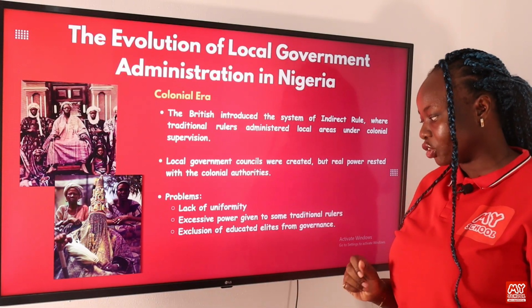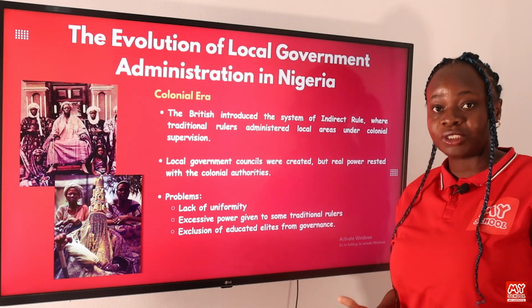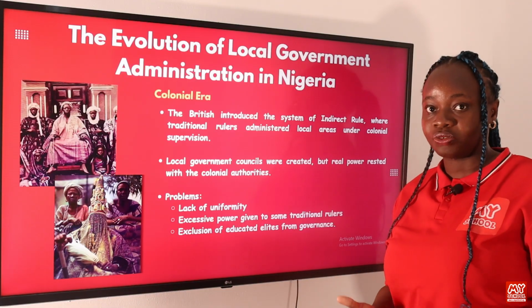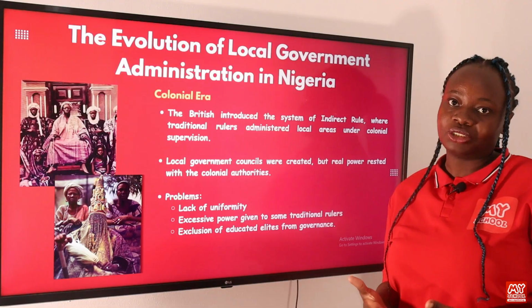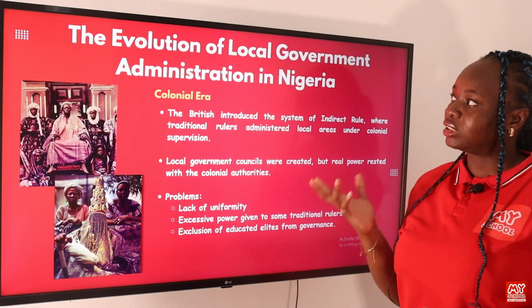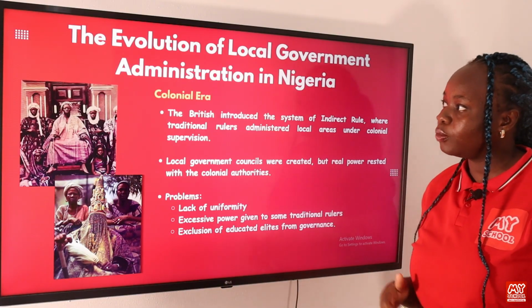Then there was the exclusion of educated elites from governance. So these educated elites, they had knowledge of how democratic system works and how they can help to protect the rights of the citizens. But these educated elites were not given the opportunity to rule. So this is another problem associated with the local government administration during the colonial era. Let's move on to the next slide.